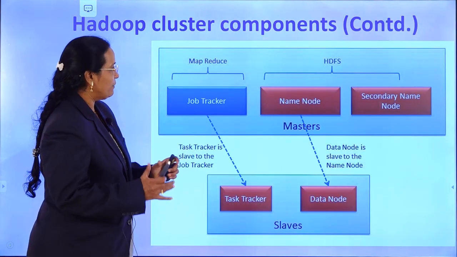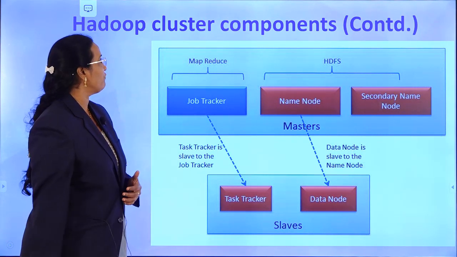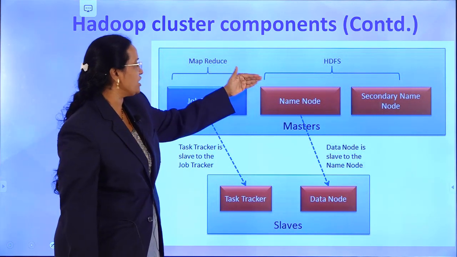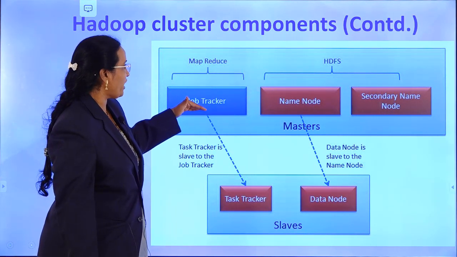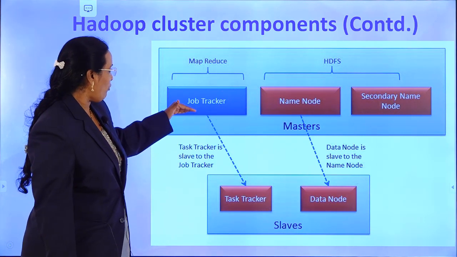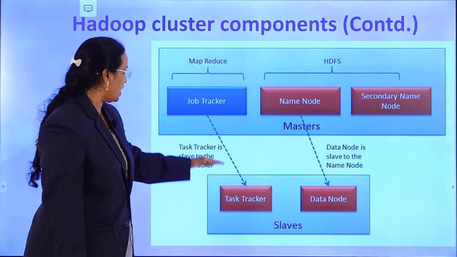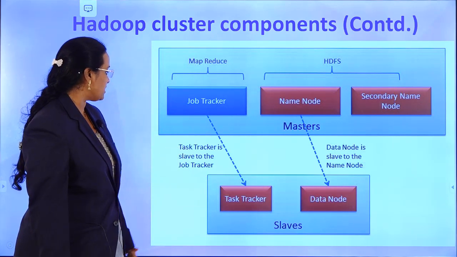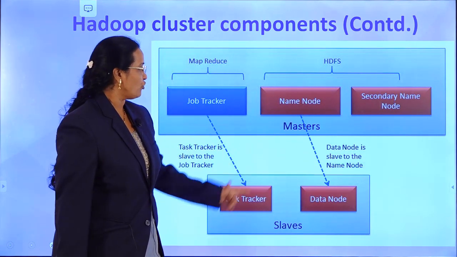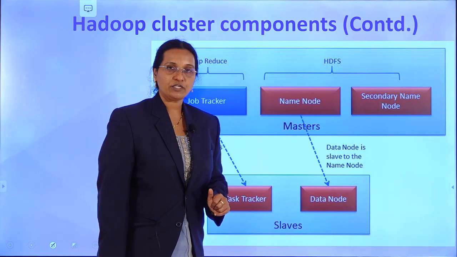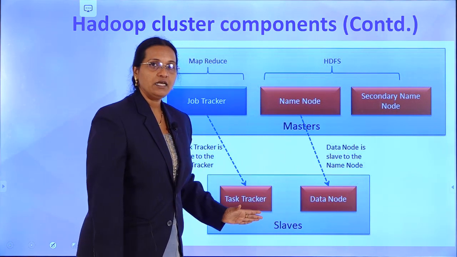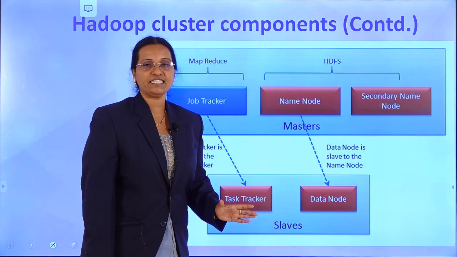A little bit more information about the Hadoop cluster components. We have MapReduce and we have HDFS. In MapReduce we have the job tracker, and in HDFS we have the name node and secondary name node. Task tracker is a slave to the job tracker here, and data node is a slave to the name node here. The name node will keep the meta information. As I told you already, if any node fails, Hadoop has a fault tolerance facility.